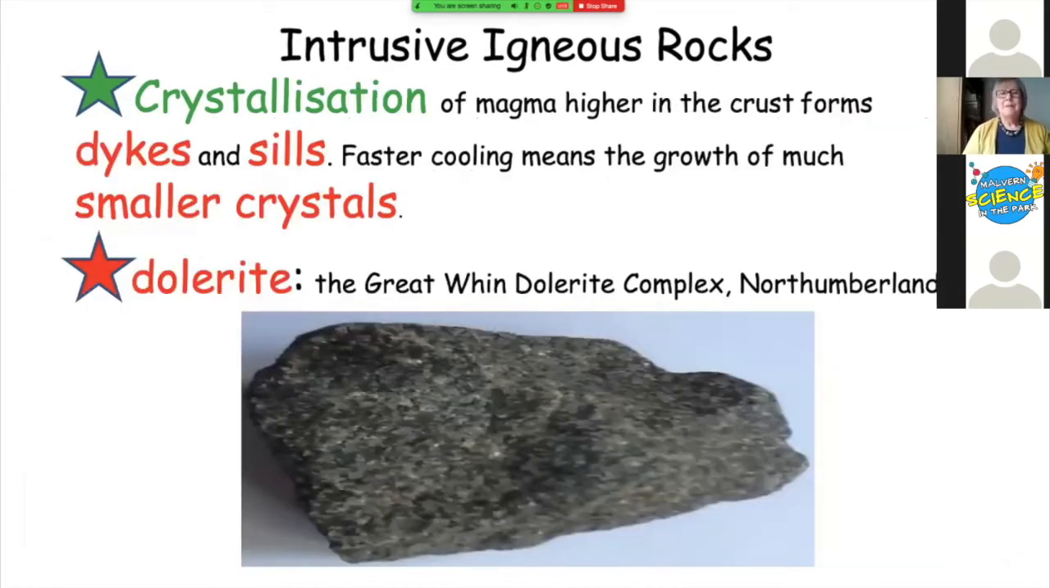However, if that magma works its way a little higher into the crust, but still doesn't get quite to the surface, the surrounding rocks are cooler itself, and it cools this intruding rock much faster. Faster cooling means the growth of much smaller crystals. So it crystallizes with these little crystals, but you can still see them if you look at the rock that's on the screen. This is a dolerite from the Great Whin Dolerite Complex in Northumberland.